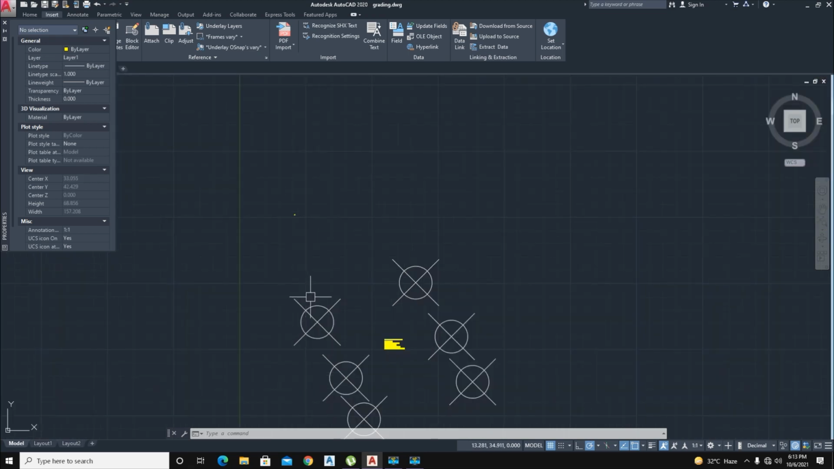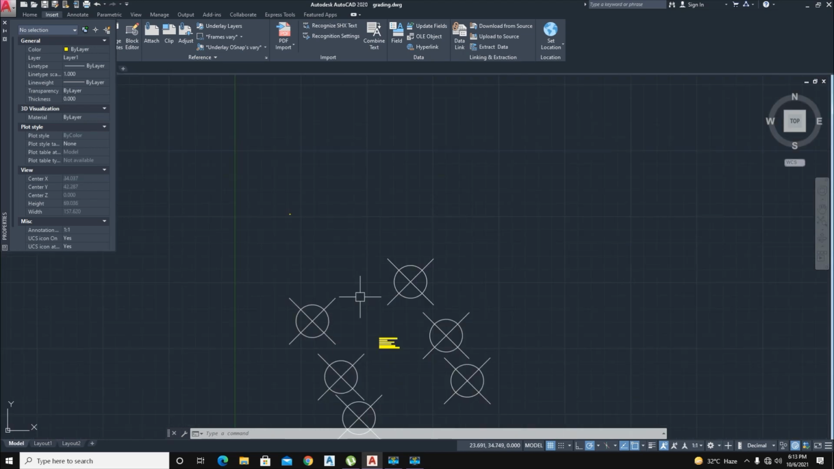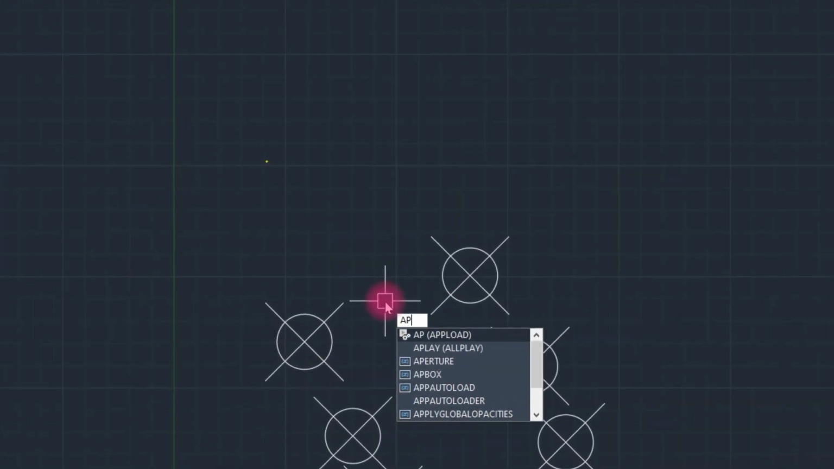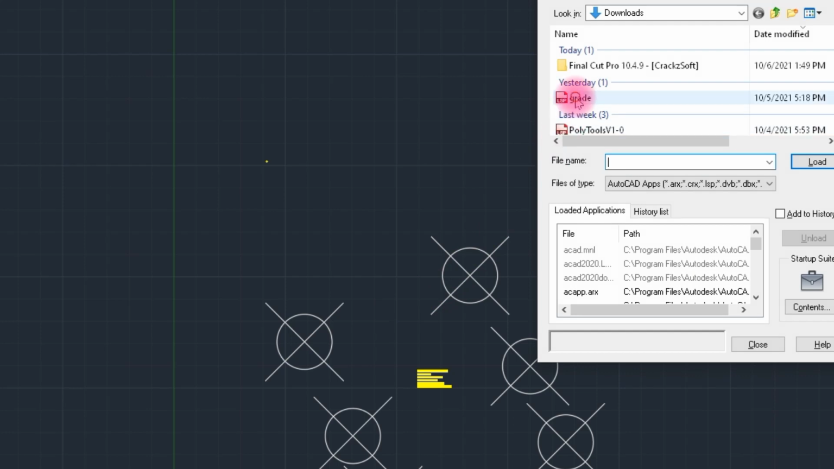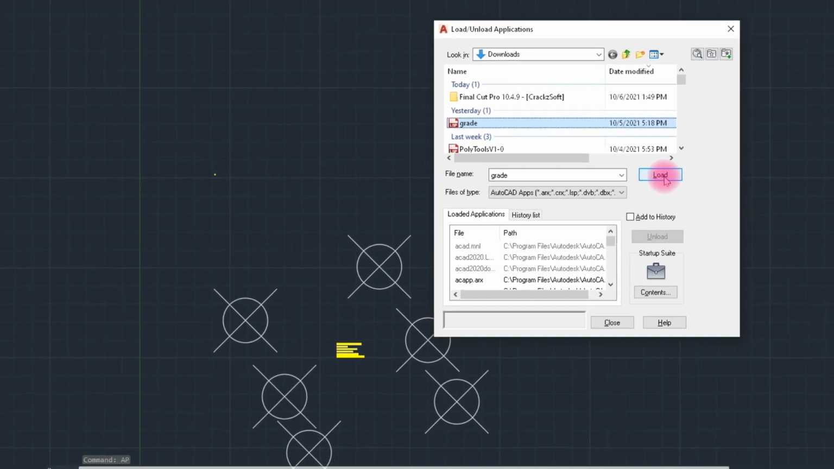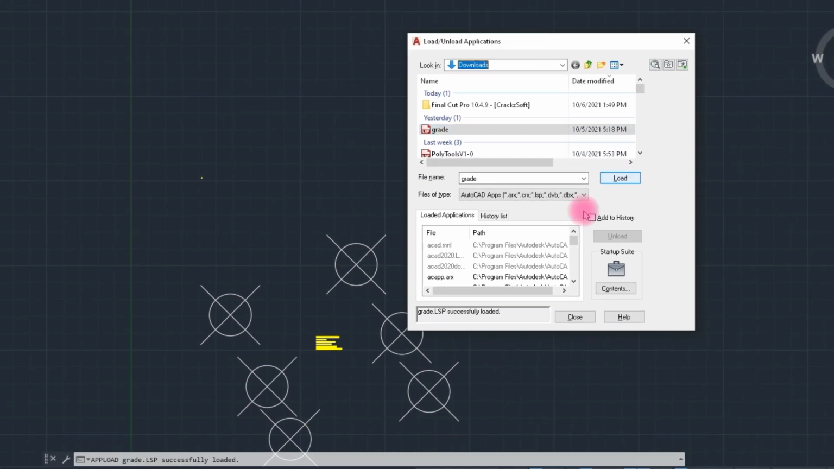And let's start. First we upload the Lisp file. We type the AP upload command here, select the grid Lisp file and load it. It is successfully loaded, and close it.